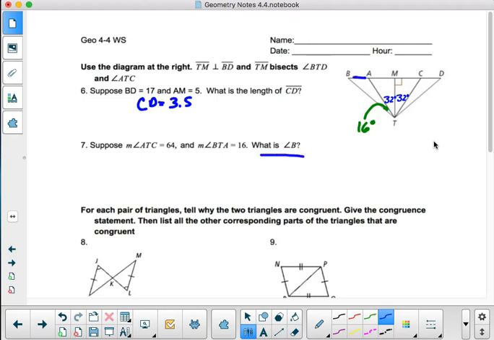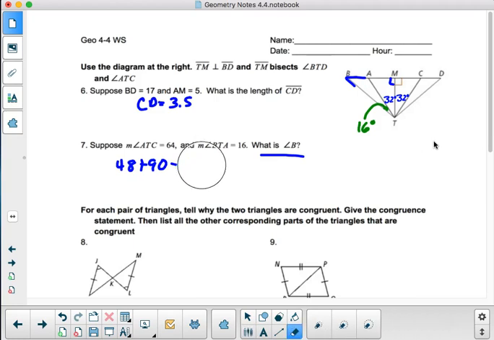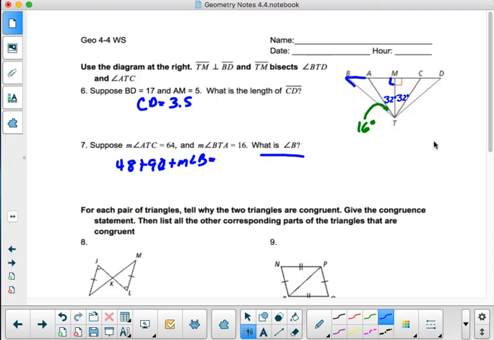Find angle B. They want this angle. This is 90, and that's 48. So I've got 48 plus 90 plus x, which is the measure of angle B. So 90 plus the measure of angle B is equal to 180. So 138 plus the measure of angle B equals 180. So the measure of angle B is 42 degrees.